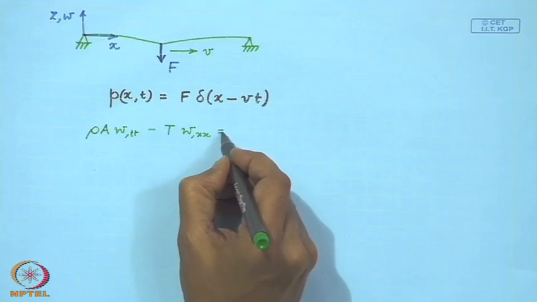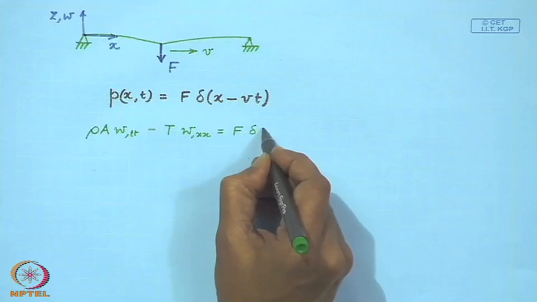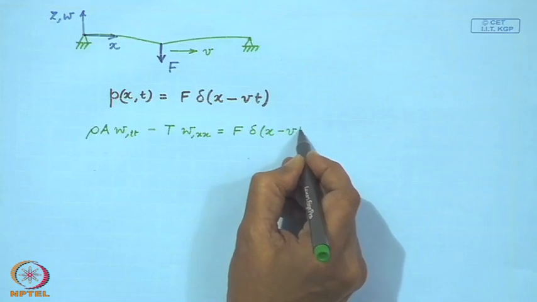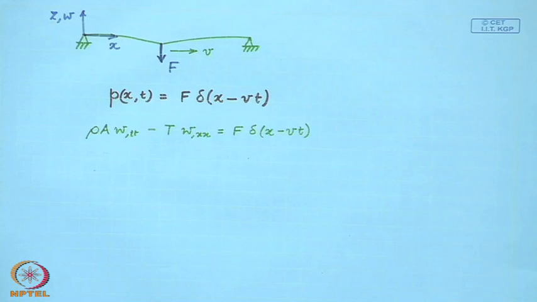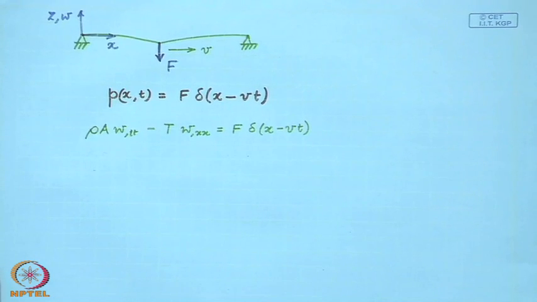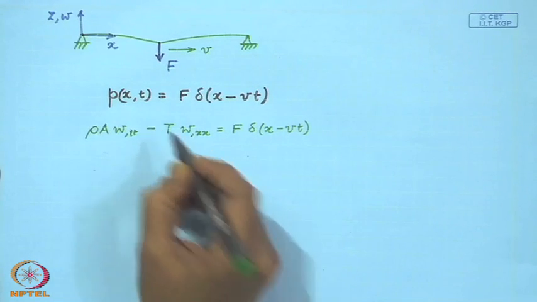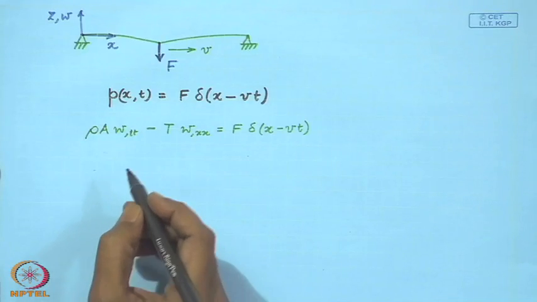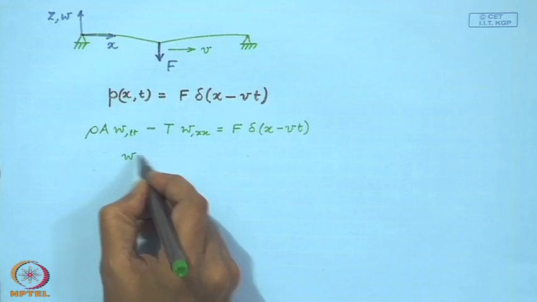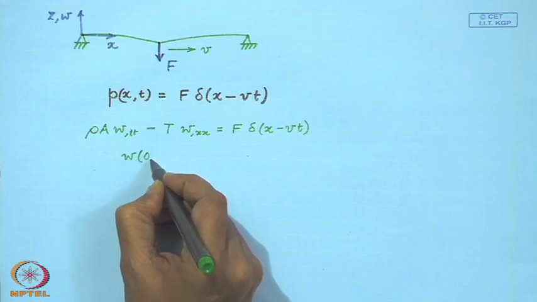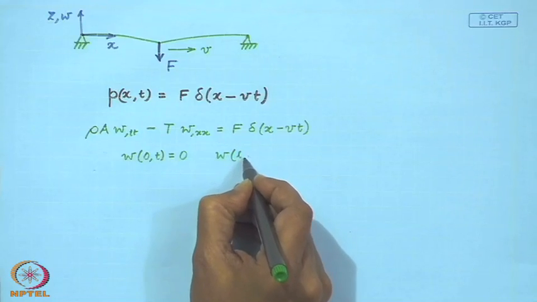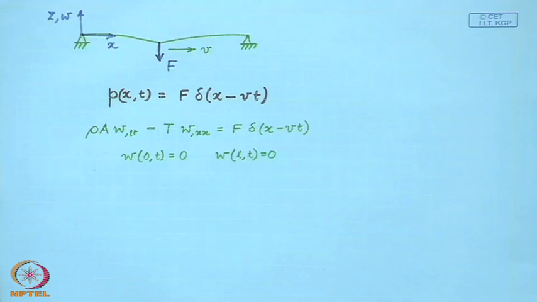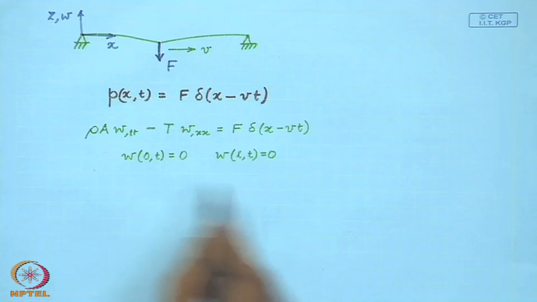So, therefore, we can write the equation of motion for the cable car problem in this form. And with every problem, of course, comes the boundary conditions. So, as we have discussed, we have geometric boundary conditions in this case.